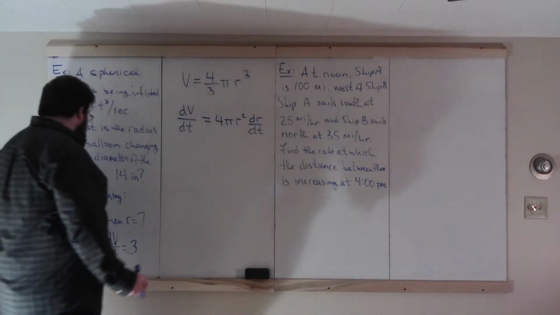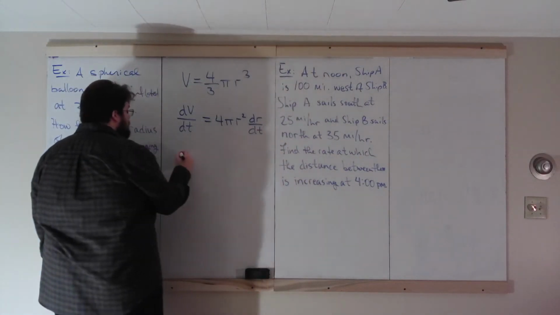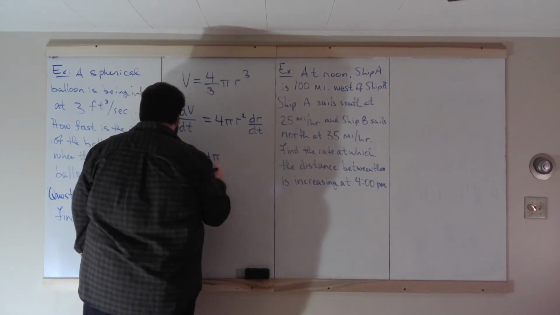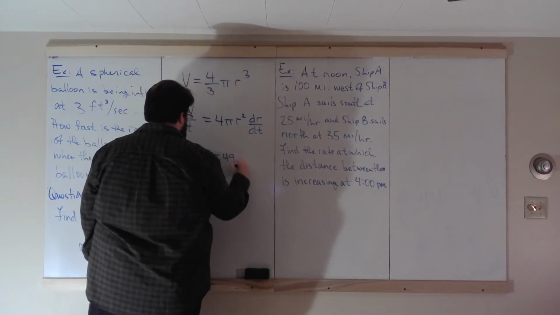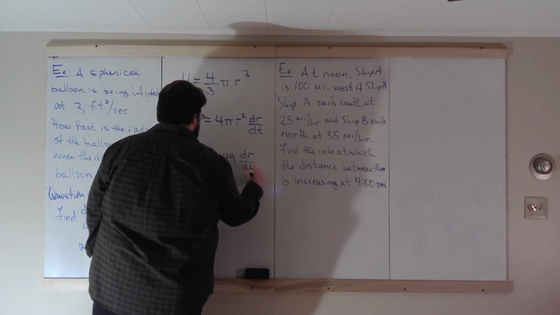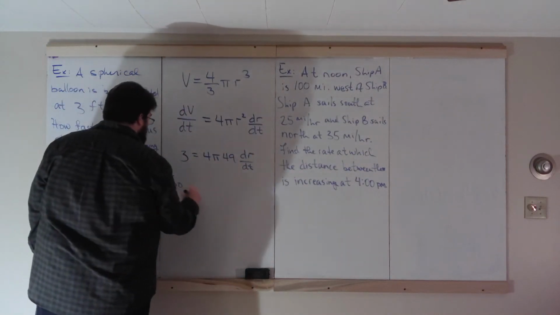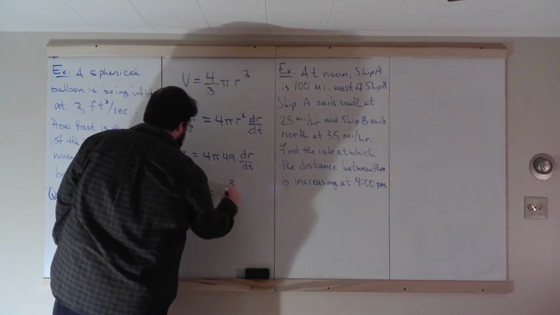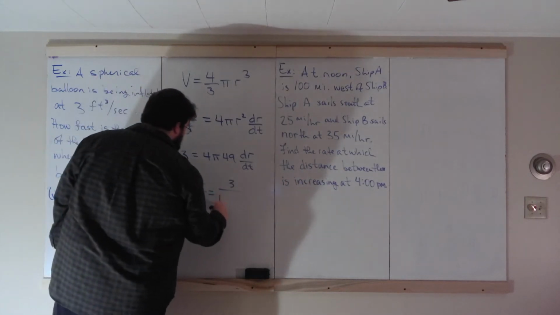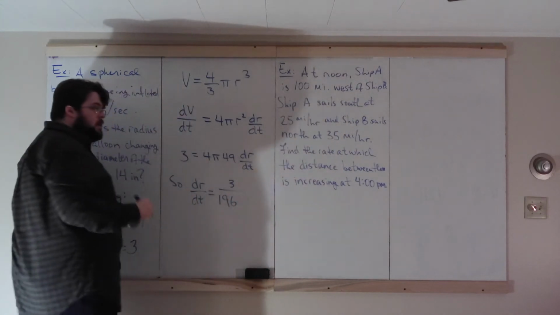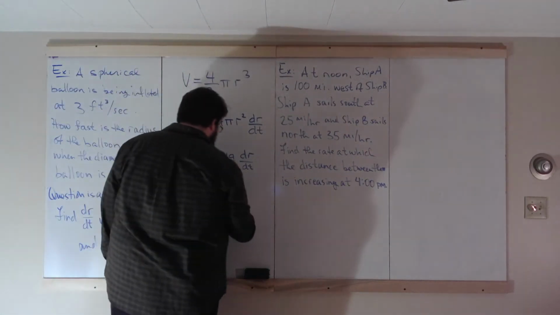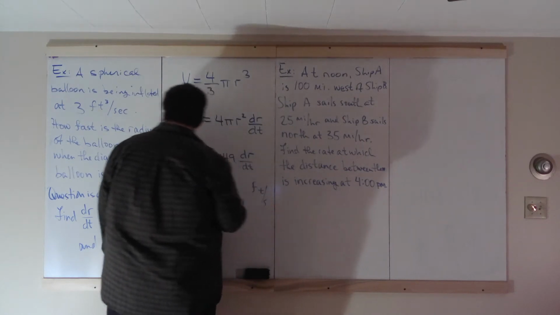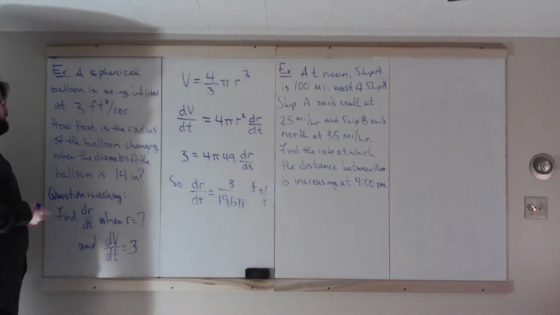Find dr/dt. There it is. When dV/dt is 3 and r is 7. So r squared is 49. Solve for dr/dt. It equals 3 over, what's 4 times 49? Well, it's 4 times 50, minus 4. You can also divide by pi. And what are our units? Probably feet and seconds. Yes.